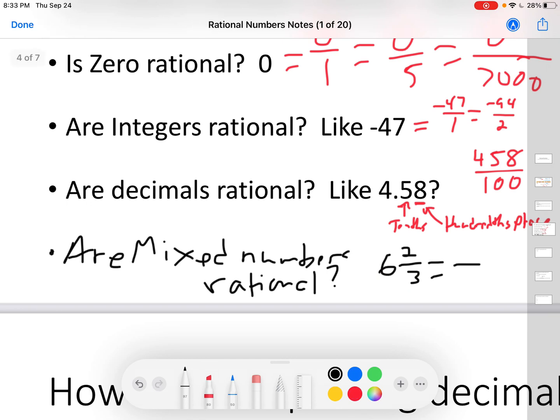Well, here's the trick. 6 times 3 is 18. 18 plus 2 makes 20. 20 over 3. Yeah, all you do is you change it into an improper fraction. By the way, I love improper fractions. They're great. I prefer them to mixed numbers. Mixed numbers are horrible. Anyway, side note over. Let's come back. 20 is an integer. 3 is an integer. It's equal to 6 2/3. 6 2/3 is rational. So, very interesting.